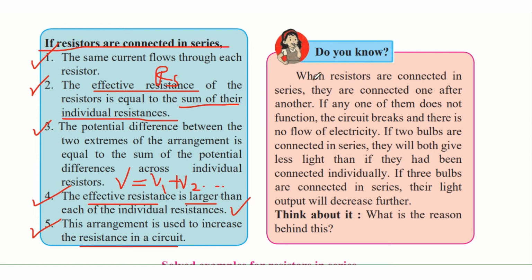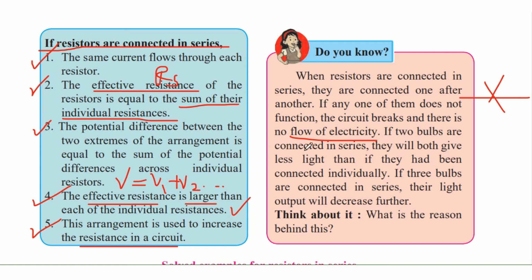Do you know, when resistors are connected in series, they are connected one after another. If any of them does not function, the circuit breaks and there is no flow of electricity. So therefore it will act as a key. If one of the resistances stops working, then it will be like a break in the circuit, and therefore there will be no flow of electricity through the entire circuit.